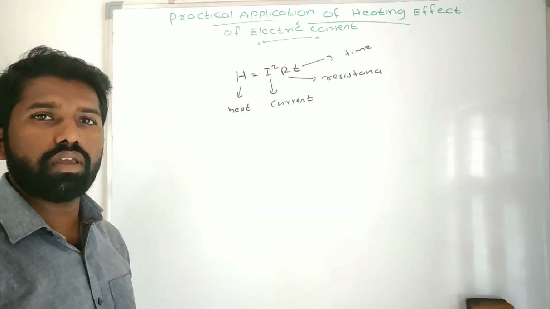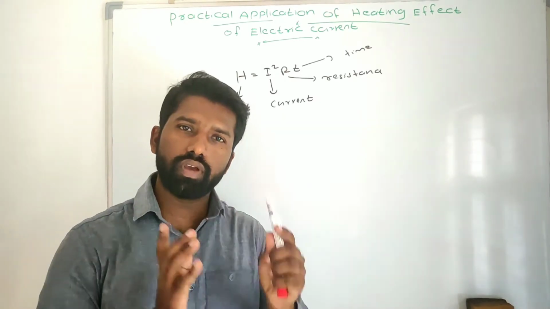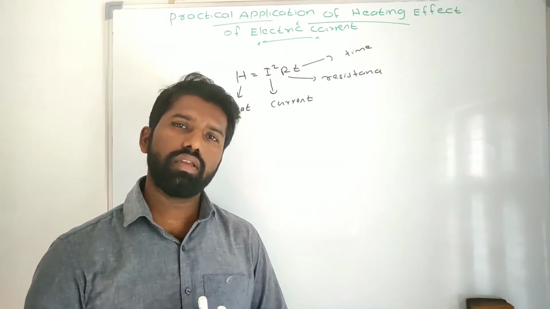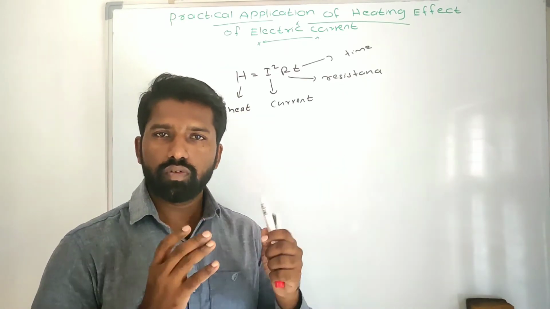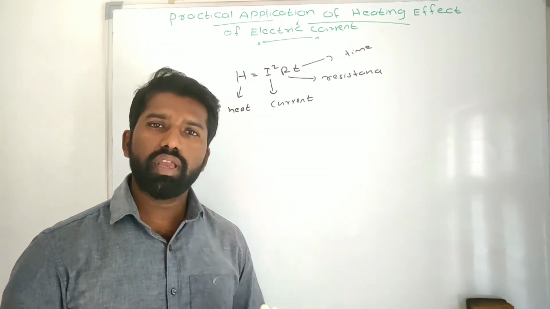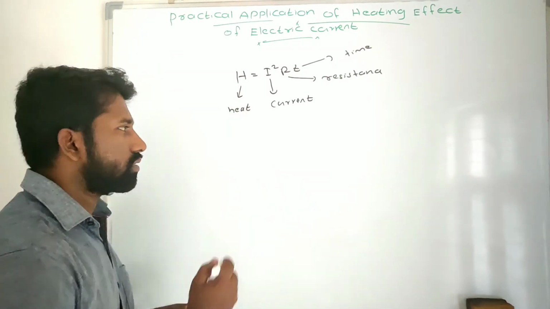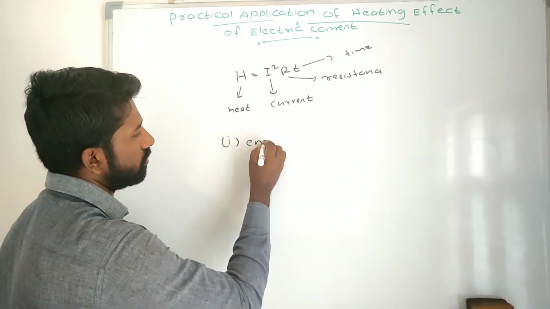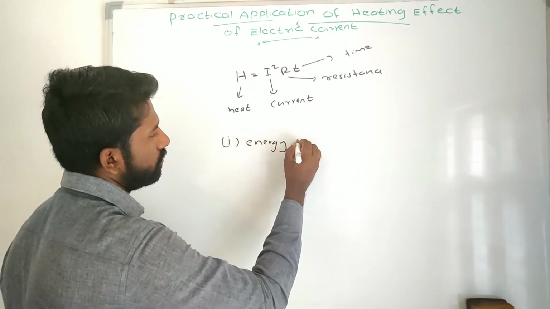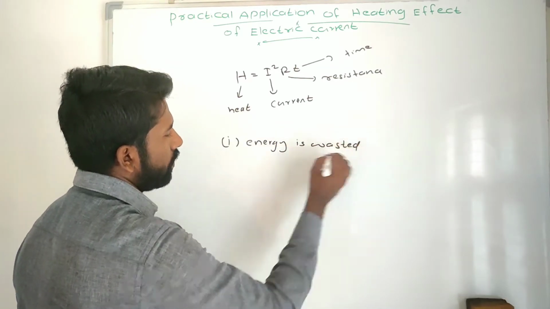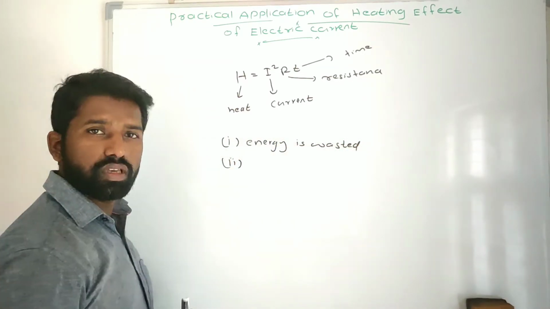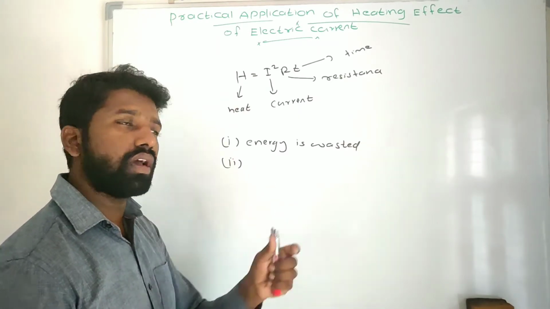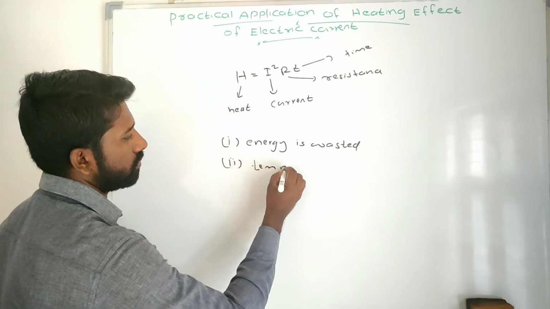So all devices involving a conductor produce heat. In many devices, this heat is undesirable. We will see the reasons. The main reasons are, one, due to this heat some amount of energy is wasted. Another reason is that due to this heat the temperature of the device increases, so that it may damage the device.